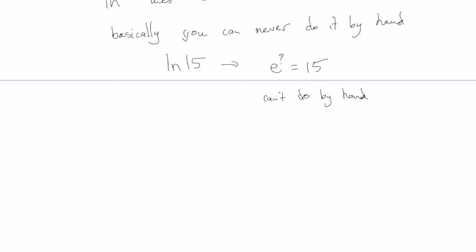Although there are two exceptions to this. Sometimes we can do it by hand. So, what about ln of 1? For the same reasons that I said before, ln of 1 always equals 0. This is because the log of any base of 1 is always equal to 0. And the reason why that's true is because e to the power 0 equals 1. All right, so that's one value that you can do by hand.